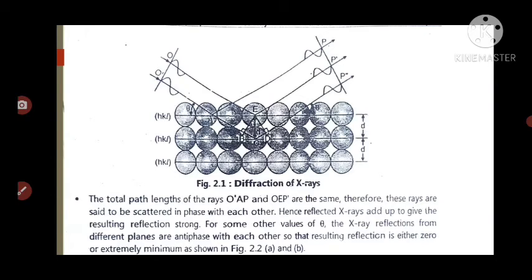The reflected X-rays add up to give a strong resulting reflection at this value of theta. The X-ray reflections from different planes can also be in antiphase with each other, which is considered out of phase. That is what is meant by X-rays scattered in phase and out of phase, which is shown in the next figure.